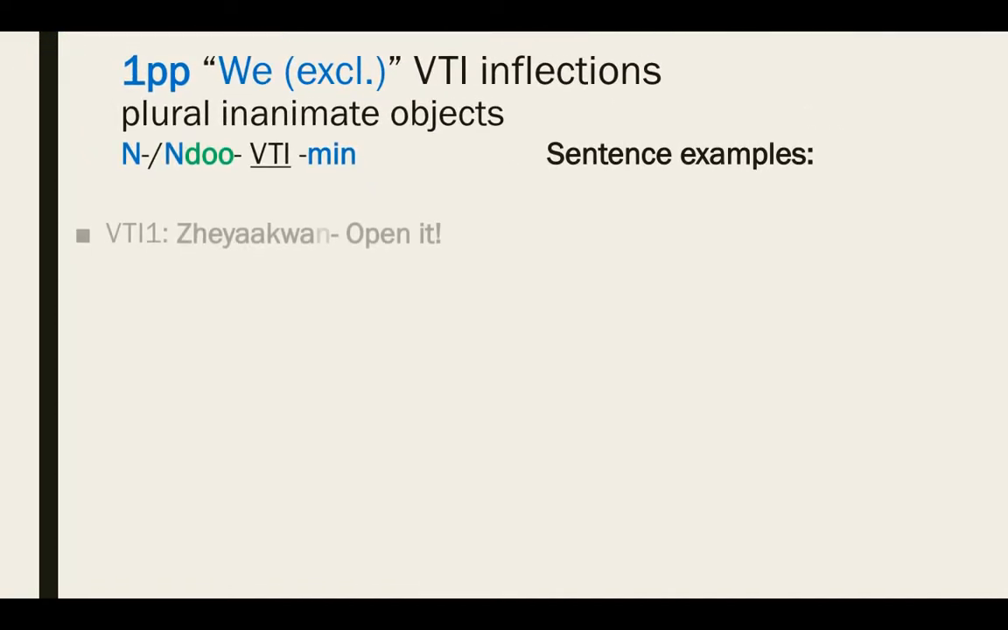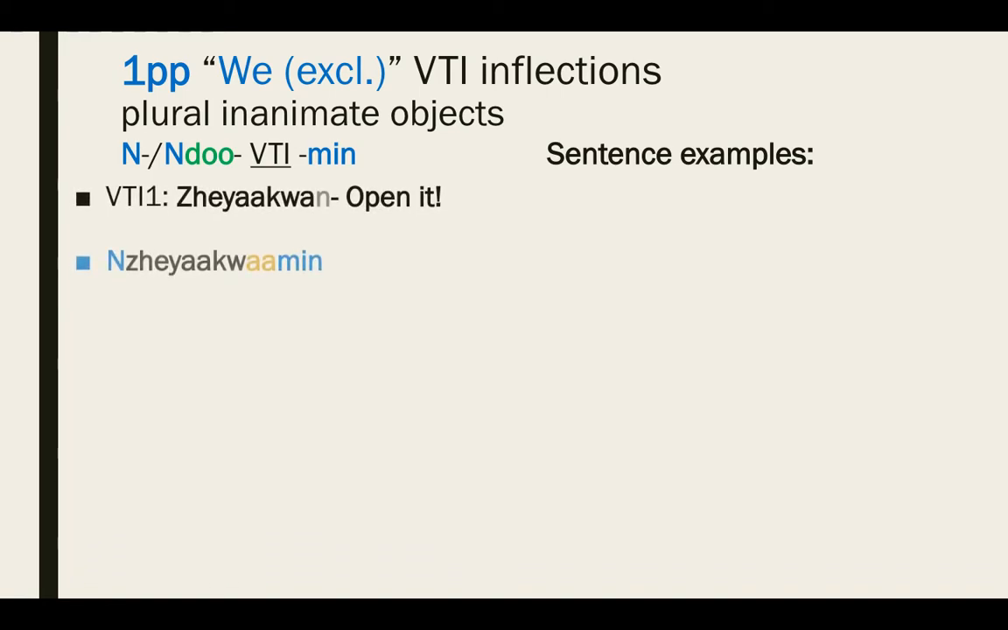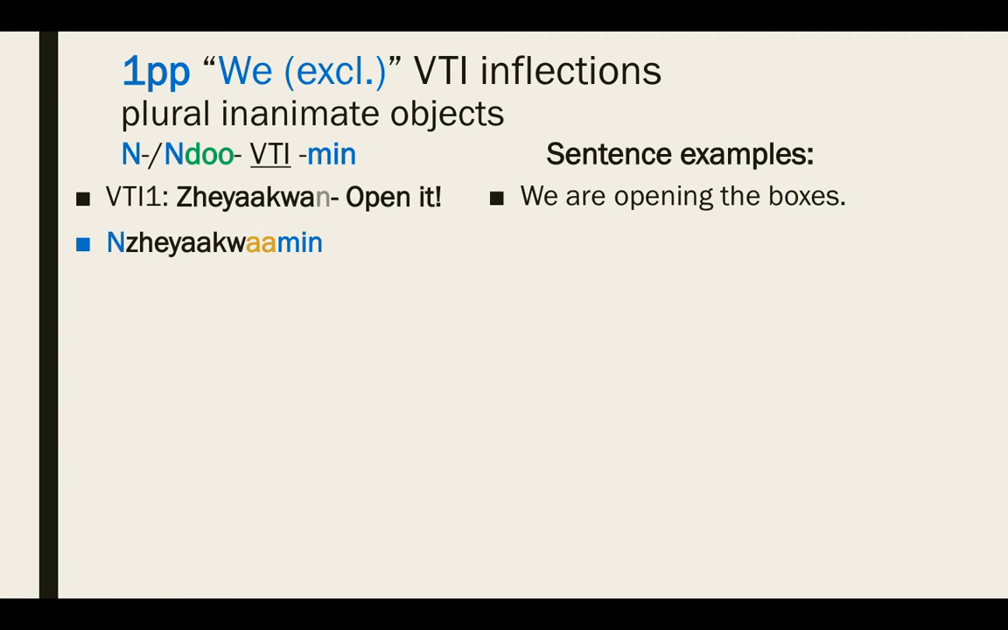So for example here, we're using VTI-aawaan and VTI-aawaan. So we are opening the boxes. So if you followed our rules, the translation for this one, we are opening the boxes, should be VTI-aawaan nim kakan. So we got VTI-aawaan nim kakan. So we didn't add any extra suffix to our verb, just changed that I to a ni and added our plural suffix to our inanimate noun.